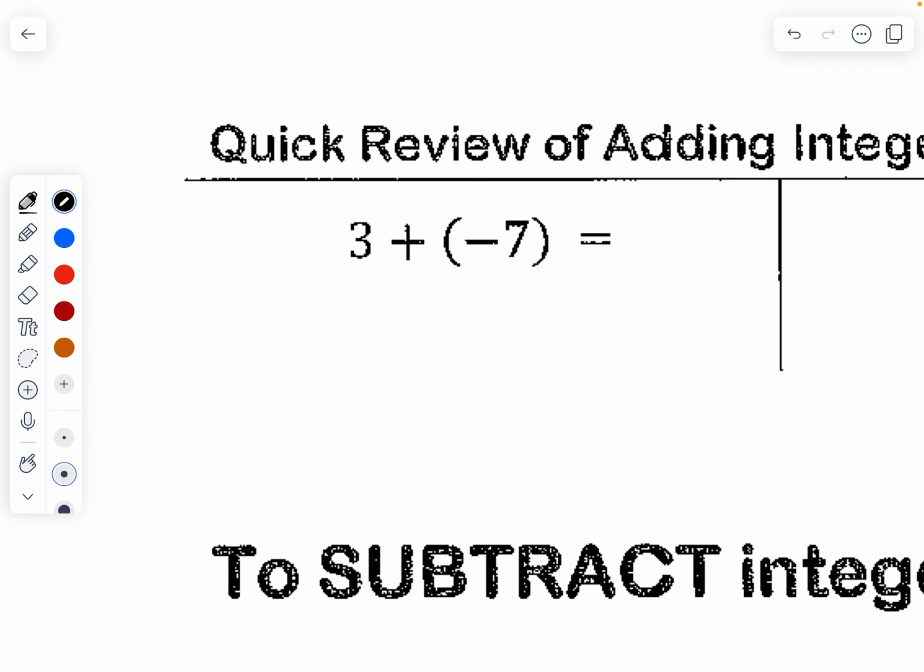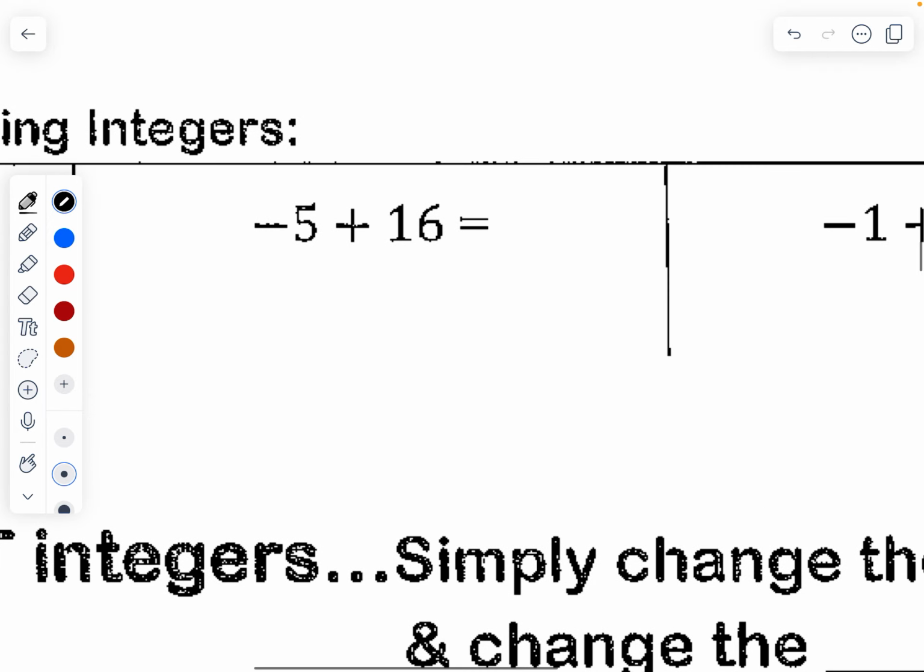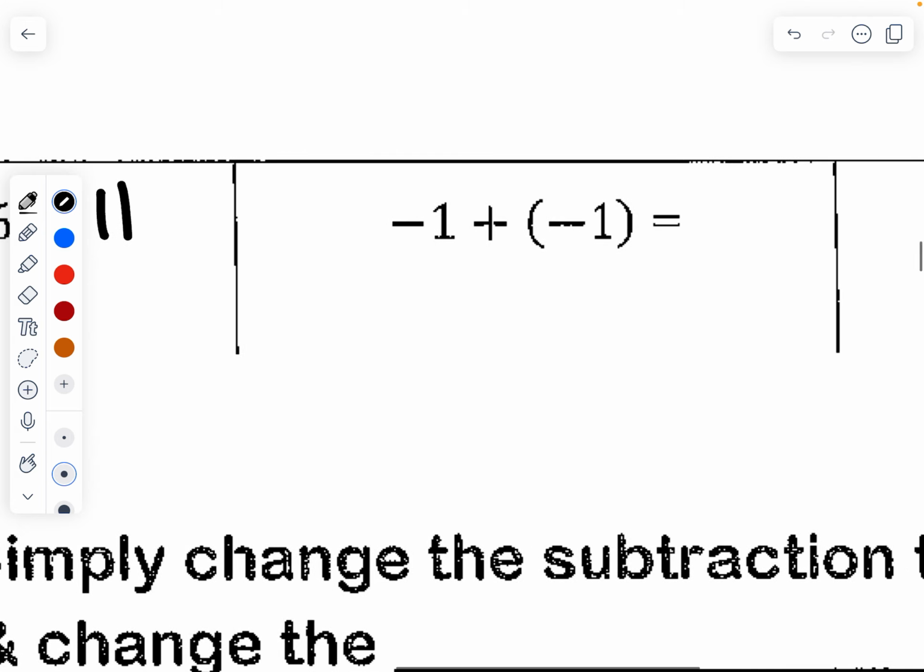So negative 7 plus 3, these have different signs. So we must subtract them. 7 minus 3 is 4. And keep the sign of the number further from 0, which would be the negative 7, so it is a negative 4. Same thing here, different signs, so subtract them and you get 11. 16 is further from 0, so it will be a positive 11.